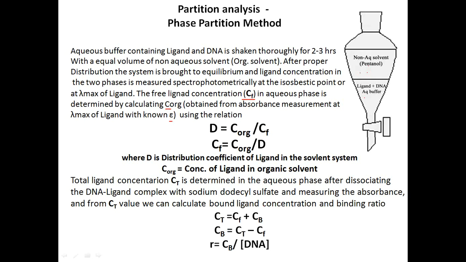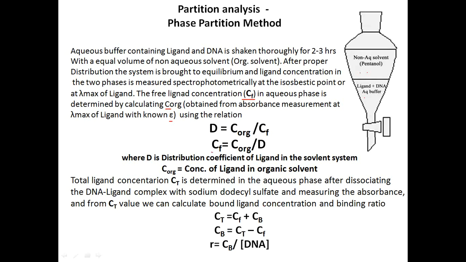So after the partition experiment, the non-aqueous layer is taken, and the free ligand in that is determined based upon the distribution coefficient formula, that is D is equal to C organic by C aqueous. What we want is the concentration of the free ligand, which is given as Cf is equal to C organic by D. So you determine the concentration of ligand in the non-aqueous phase, that is C organic, right? Apply the distribution coefficient value, and then you can calculate the Cf value. Easy enough, right?